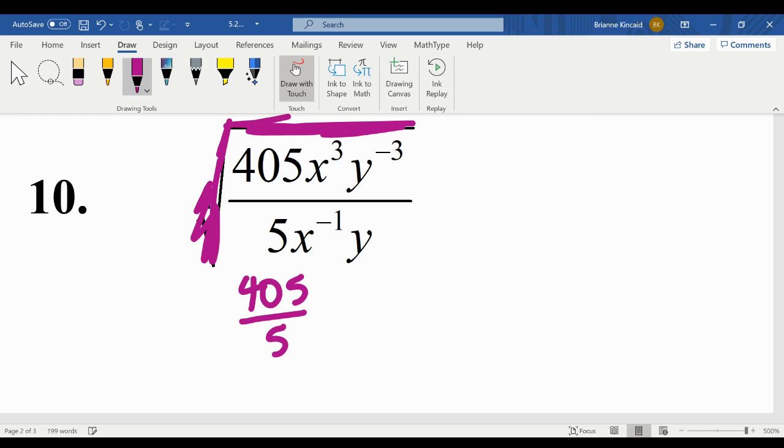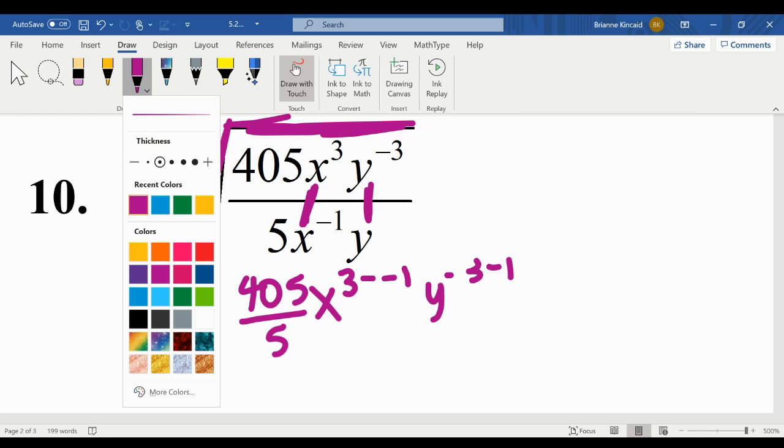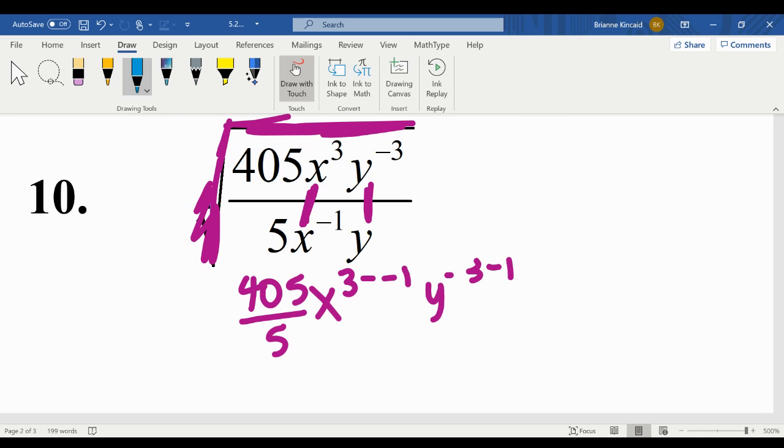divided by 5, and then rules of exponents say that if we have like bases, like we do in the x's, we subtract the exponents. That's 3 minus negative 1. And the same thing with the like bases of y. That's y to the negative 3 minus 1. Obviously, what's still around this is the 4th root symbol. So, like I said, we're going to ignore that for a while.